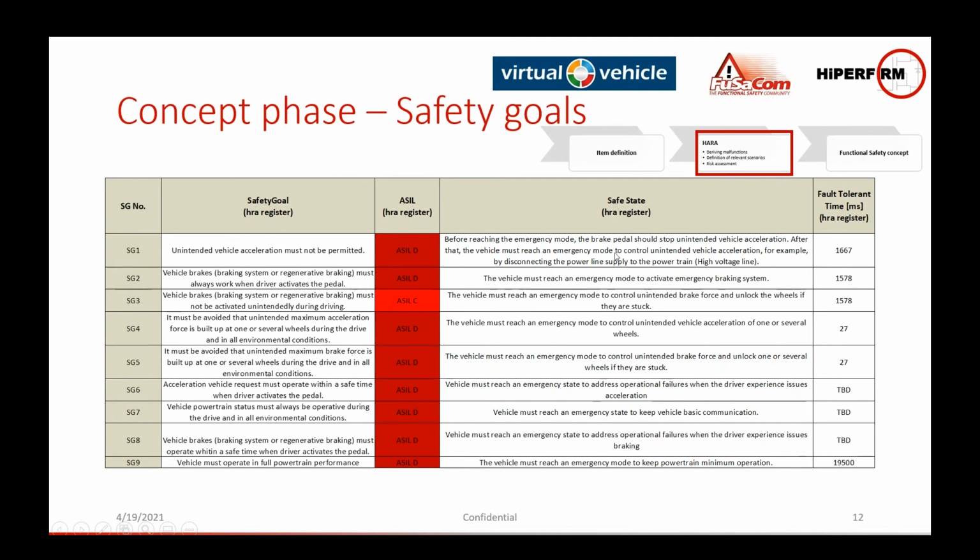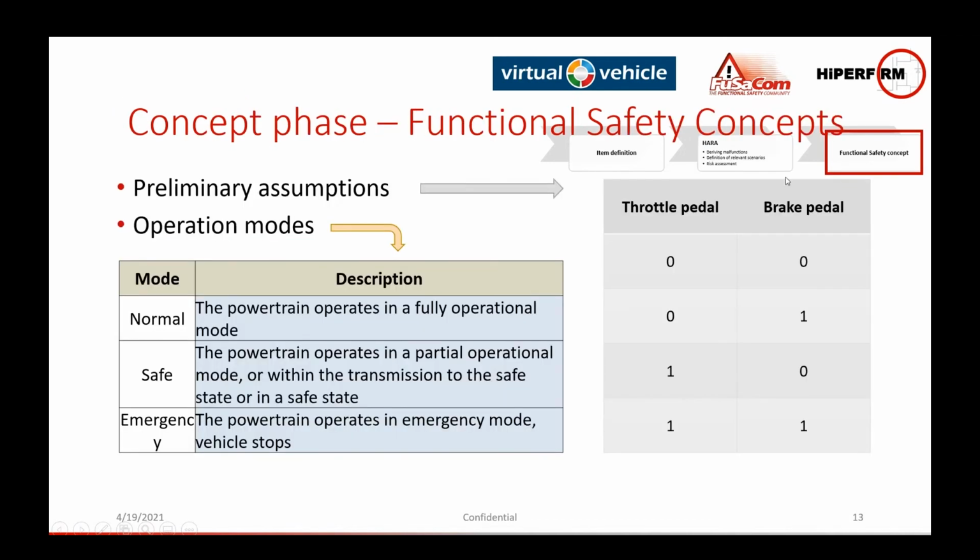But before, of course, we had this item definition, first step, then the HARA, and then we are ending this concept phase with this functional safety concept. And this functional safety concept has some preliminary activities like, for example, preliminary assumptions or the different operation modes.